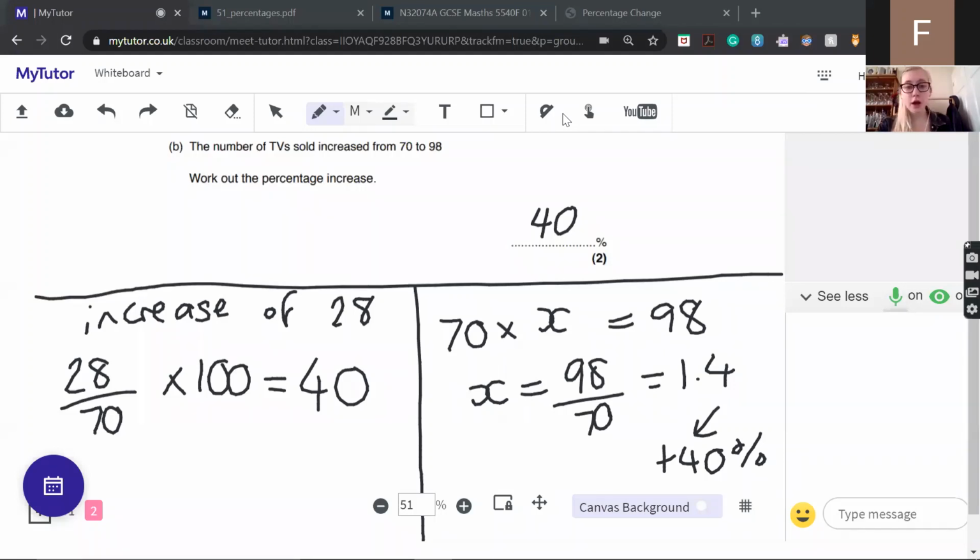Cool. Someone asked where I got the 28 from. That was from the difference, so 98 minus 70. Because there's 28 more, so what is that? It's a percentage of 70. Cool. From now on, if I have questions like this, I'll try to show you both methods. Because I think that's best.